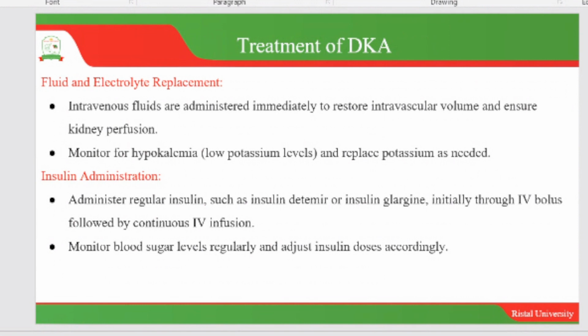The second treatment is insulin administration. So administer regular insulin, such as insulin detemir or insulin glargine, initially through IV bolus followed by continuous IV infusion. Monitor blood sugar levels regularly and adjust insulin doses accordingly.